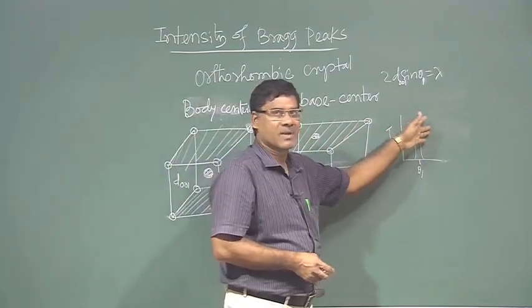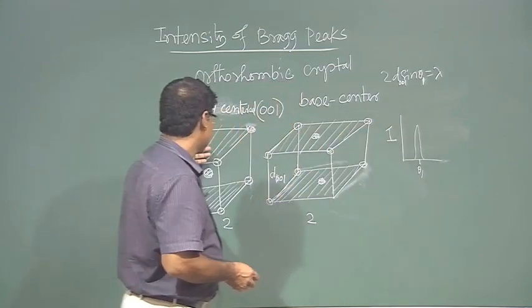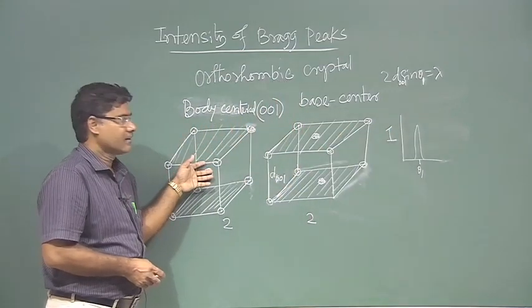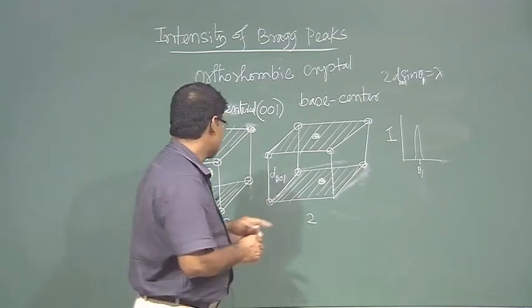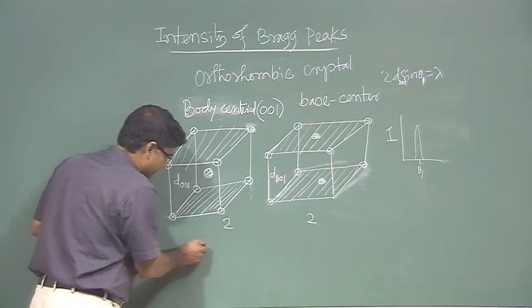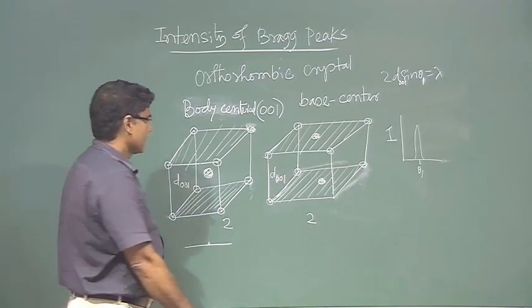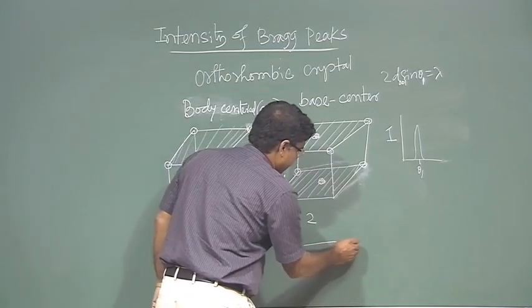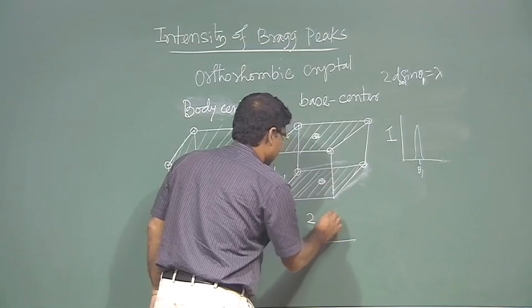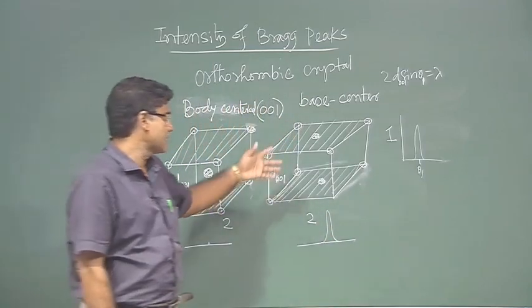So, interestingly, you will see that in one case you will get a Bragg peak with high intensity, and in the other case, for this body centered, the intensity is 0 there. So, for body centered, intensity 0 means practically you will get no peak, and in this case you will get a peak with high intensity. Okay. What is the reason?